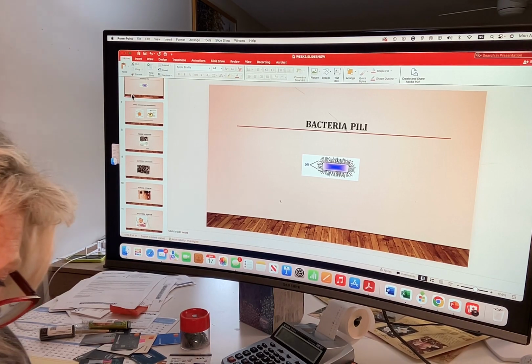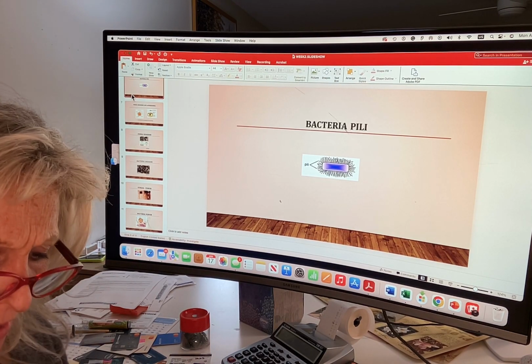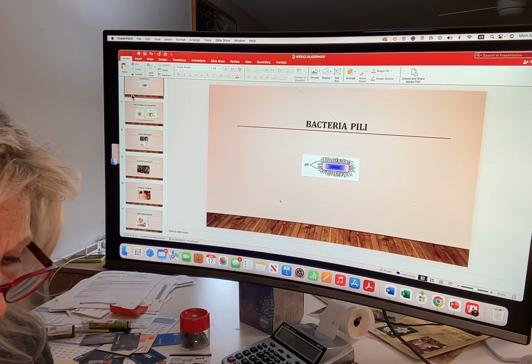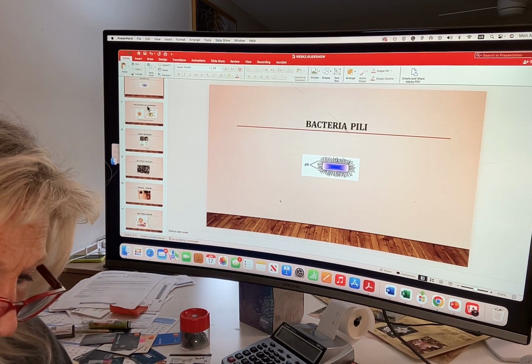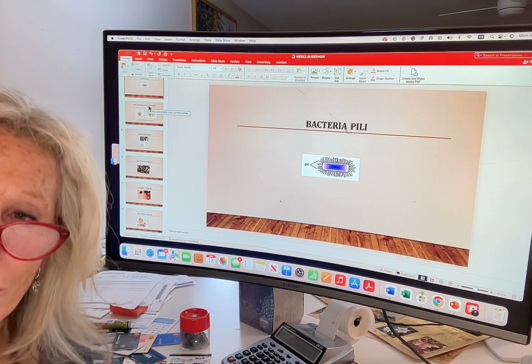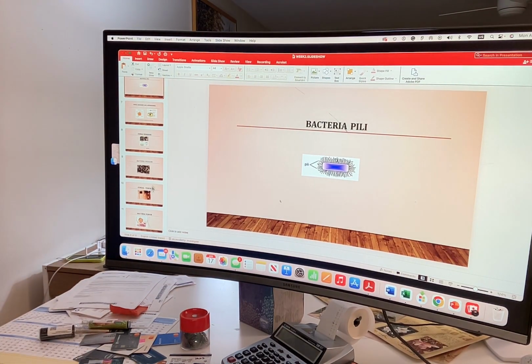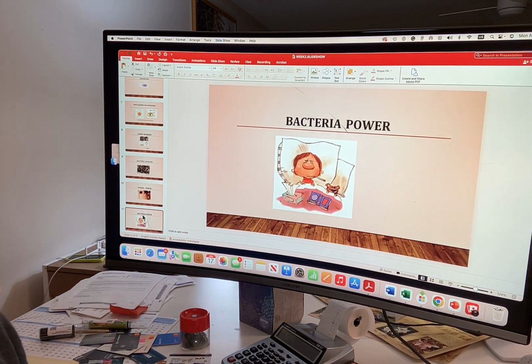Bacteria, they do something called capsule formation. They become resistant to antibiotics, and they kind of grow stronger as they go, and we end up with this.